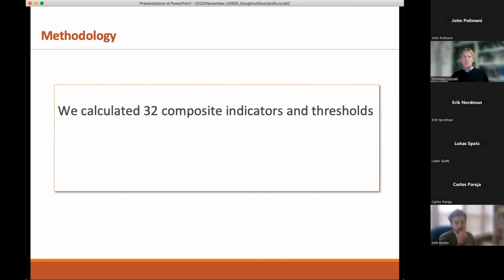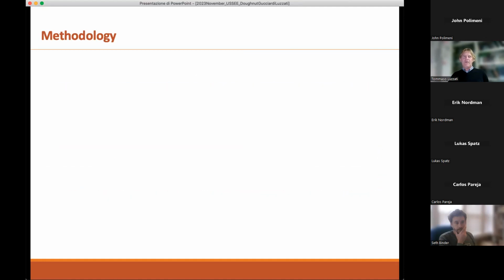Now, a very important point is to which indicators we applied those calculations.